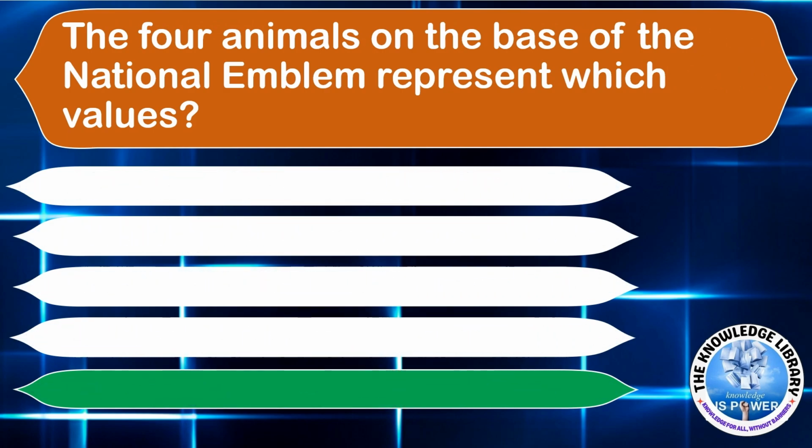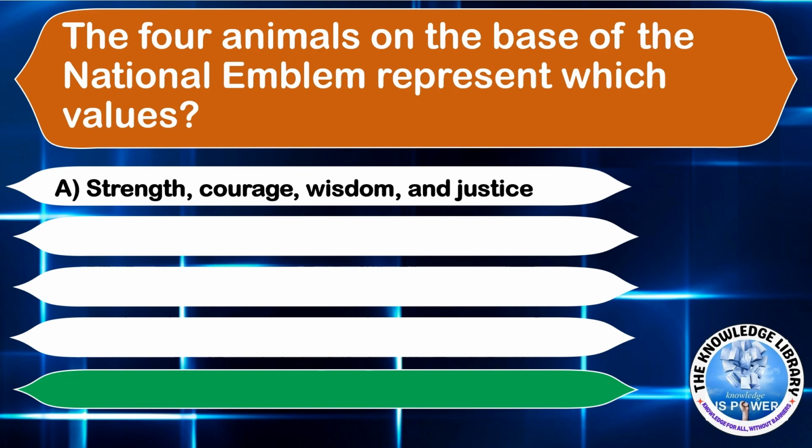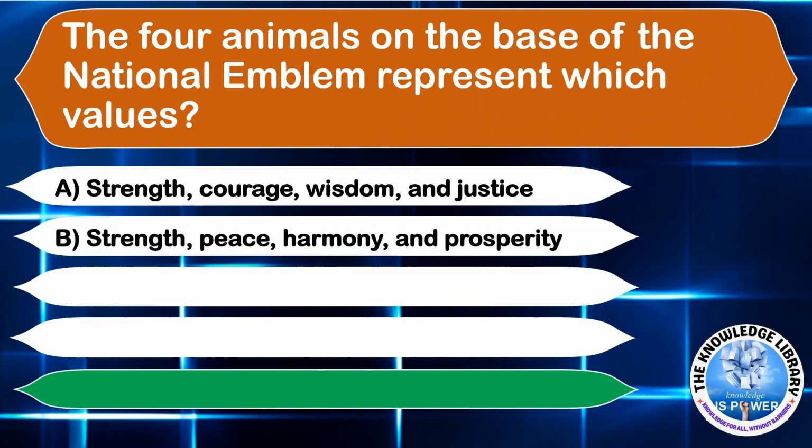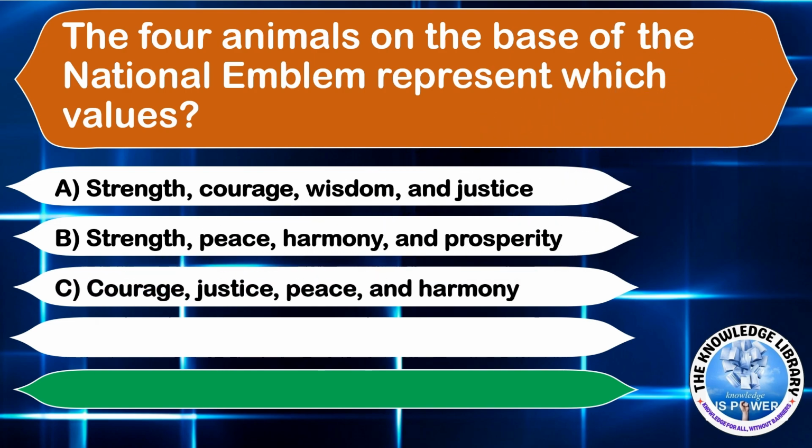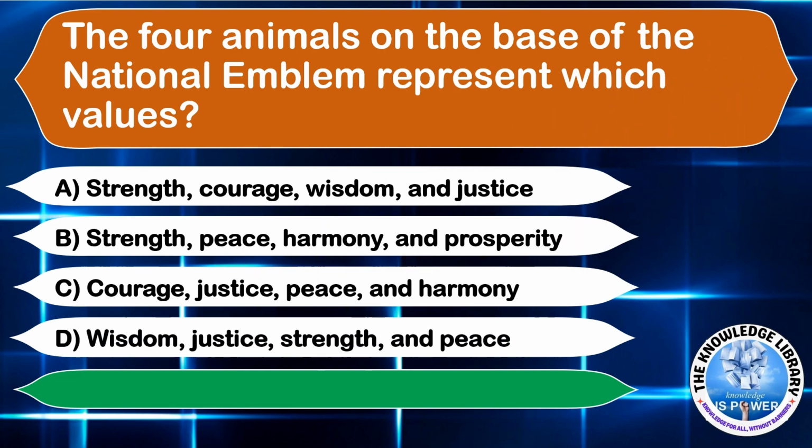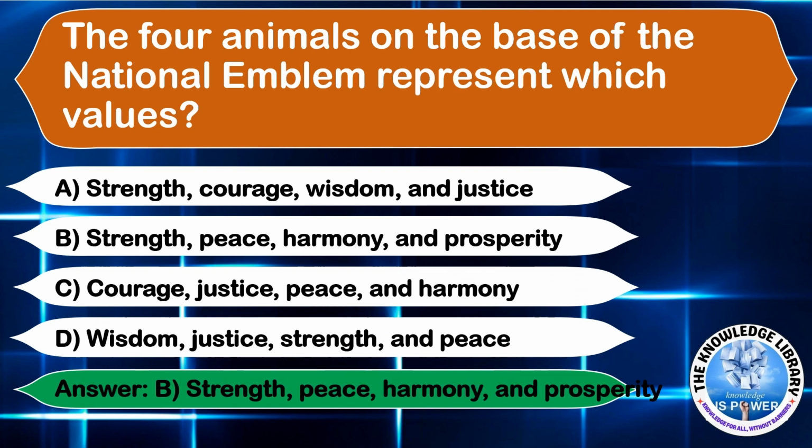The four animals on the base of the national emblem represent which values? Option A, strength, courage, wisdom and justice. Option B, strength, peace, harmony and prosperity. Option C, courage, justice, peace and harmony. Option D, wisdom, justice, strength and peace. The correct answer is option B, strength, peace, harmony and prosperity. Move to the next question.